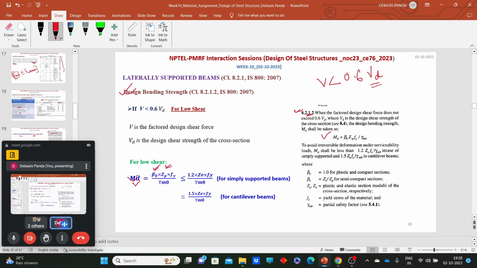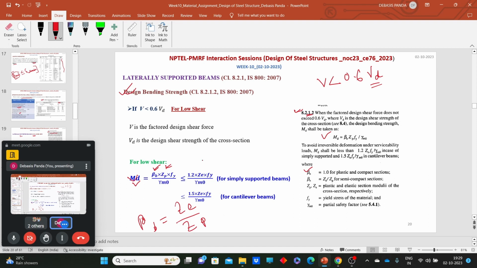Now what is that beta B? That is a factor which deals with the sectional properties, like whether the section is plastic, semi compact, or different kinds of things. That sectional property we will look into in a minute. If we consider the section is a plastic section, then the value of beta B is simply 1. If it is a semi compact section, then the value of beta B can be calculated as ZE, that means the elastic sectional modulus, divided by ZP, the plastic sectional modulus.